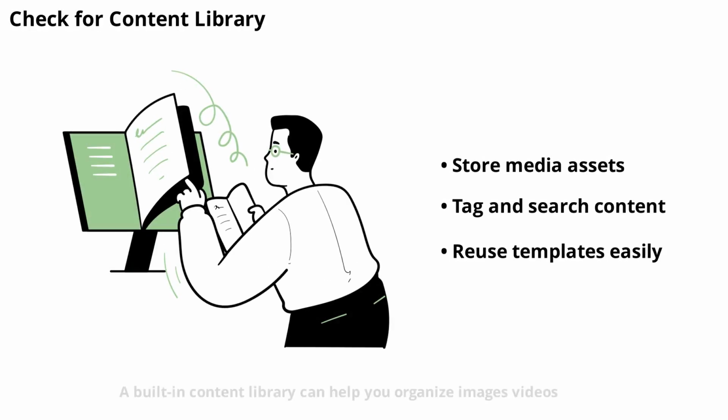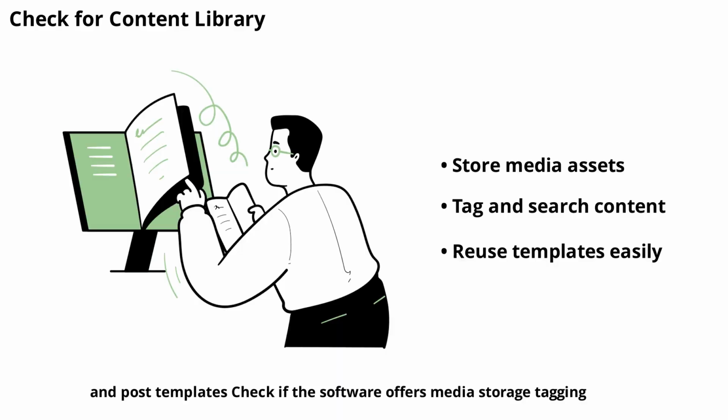A built-in content library can help you organize images, videos, and post templates. Check if the software offers media storage, tagging, and search features. A good content library streamlines your workflow, making it easy to find and reuse assets for future campaigns.